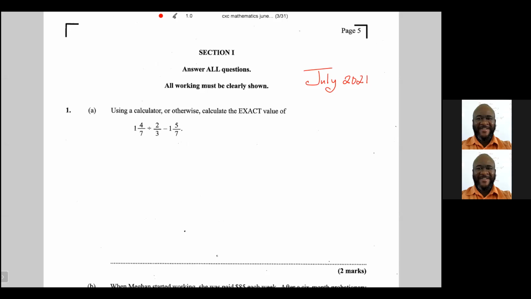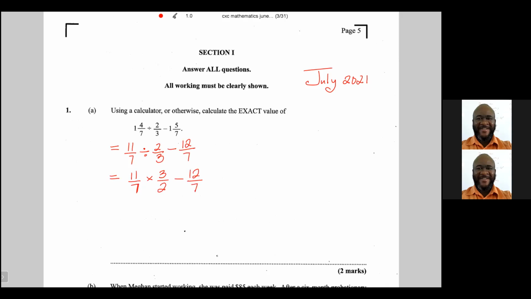Well, the first thing I would do is convert all mixed numbers to improper fractions. So this is 11 over 7 divided by 2/3 minus 12 over 7. Obviously, we have to deal with the division first. This is 11 over 7 multiplied by 3 over 2, minus 12 over 7.